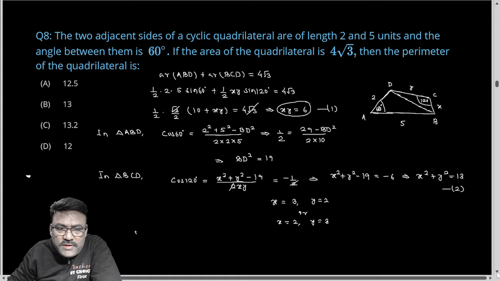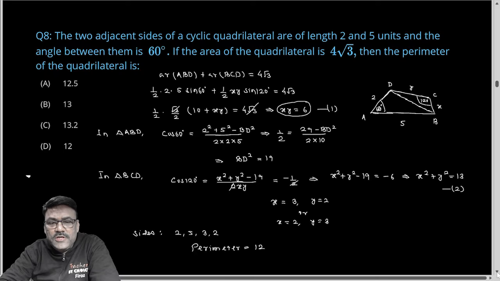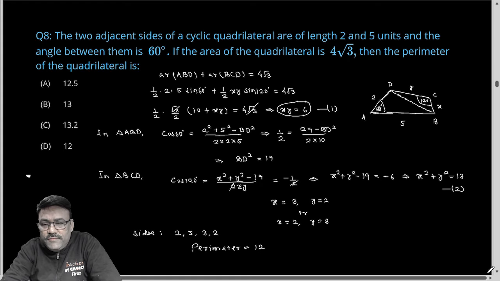So that means sides of the quadrilateral are 2, 5, 3, and 2. Hence perimeter will be 2 plus 5 plus 3 plus 2. 7 and 3, 10 and 2, 12. The perimeter of this quadrilateral is 12 here, right?